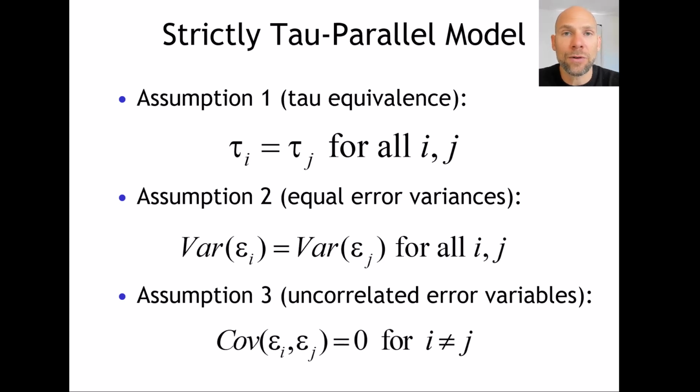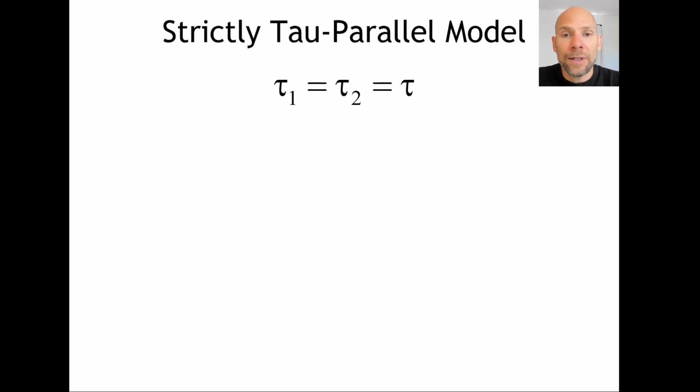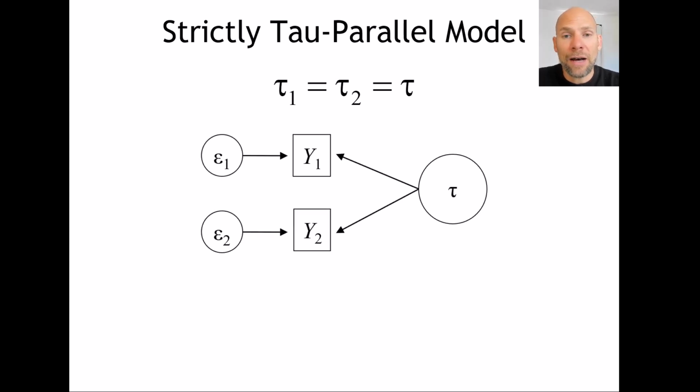So the covariance between epsilon 1 and epsilon 2 in our simple model would be assumed to be 0. And that is the case for all ij. So for different tests, the error terms cannot covary, cannot be correlated. And so then this model leads to a simpler structure in the path diagram, because now we can replace tau 1 and tau 2 by a single common factor tau, a single common true score variable, and then we have only one tau in our path diagram.